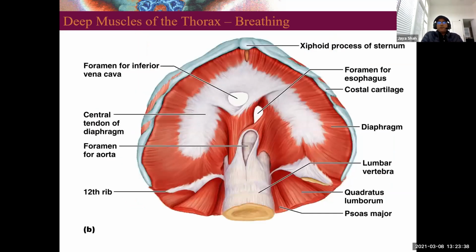Here is the diaphragm. You are looking from the inside at somebody's diaphragm, from the bottom. So you have the vertebra here, and then you can see this is the central tendon of the diaphragm, and all the diaphragm muscles are attached here. You can see the xiphoid process of the sternum.